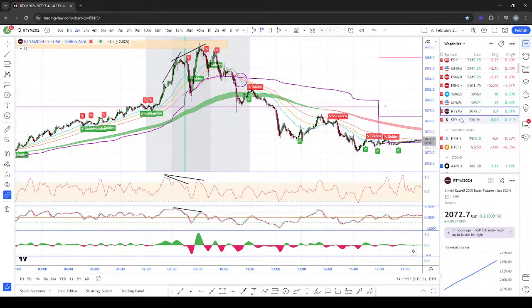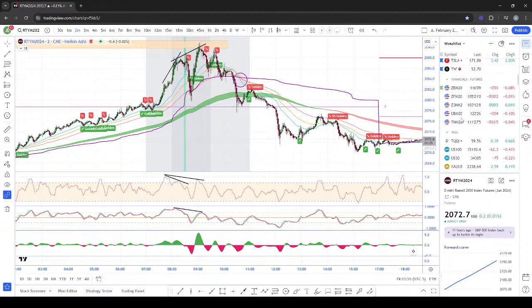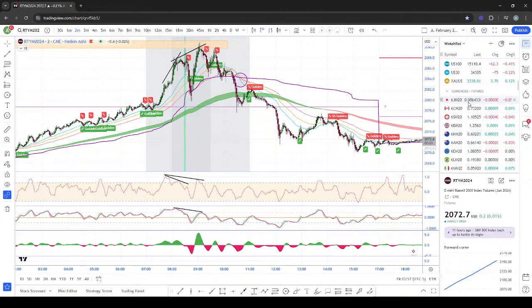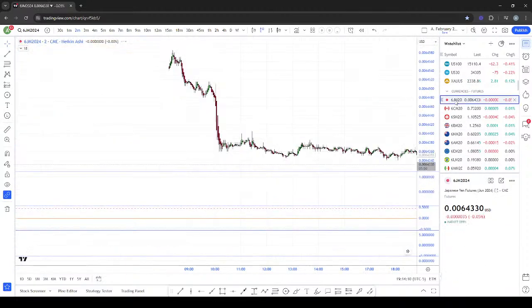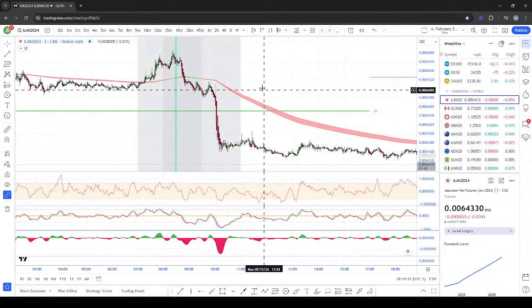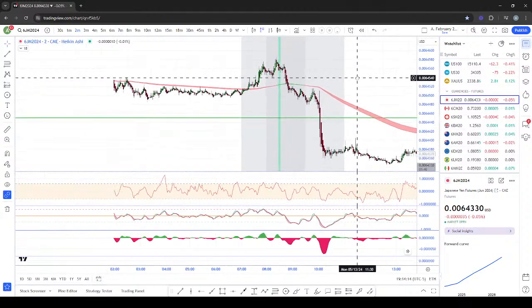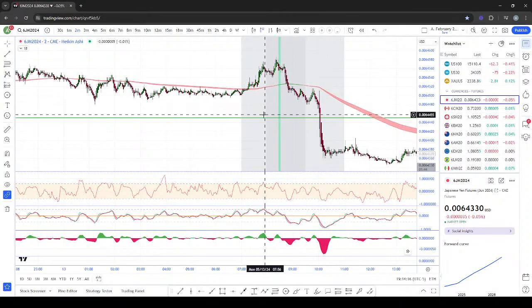Let's take a look at some of these currency futures right in here. For those of you that do trade futures, there are currency futures here as well. Here is the Japanese yen. Let's see what was happening here. Okay, it looks like it was pretty smooth today.